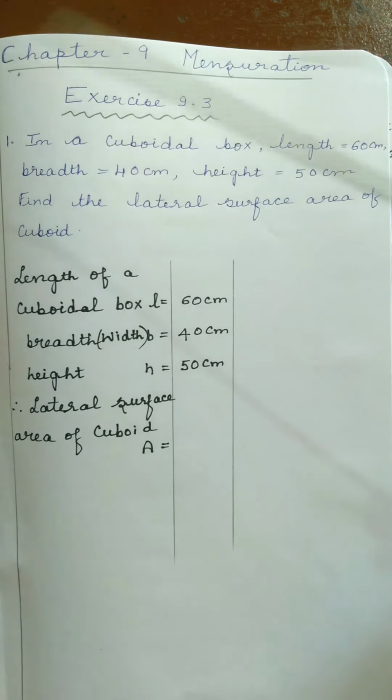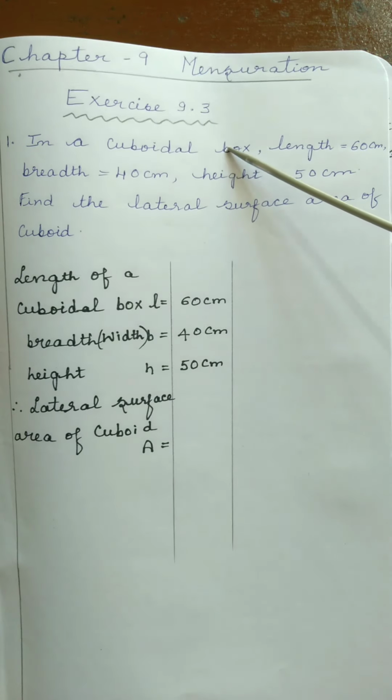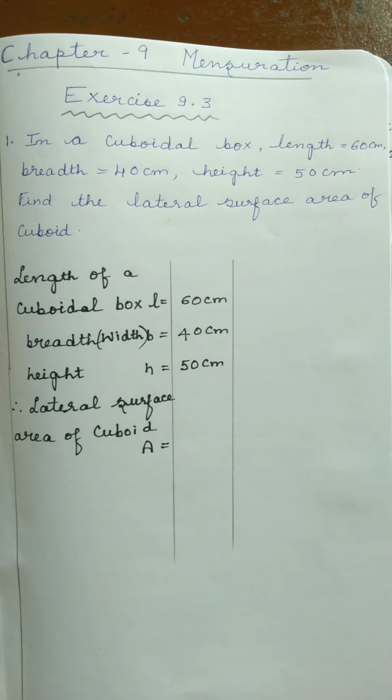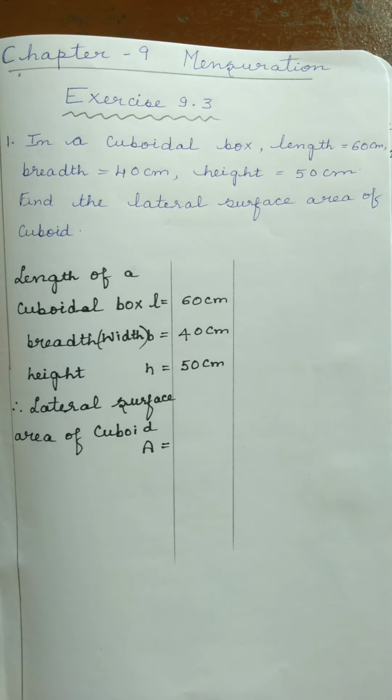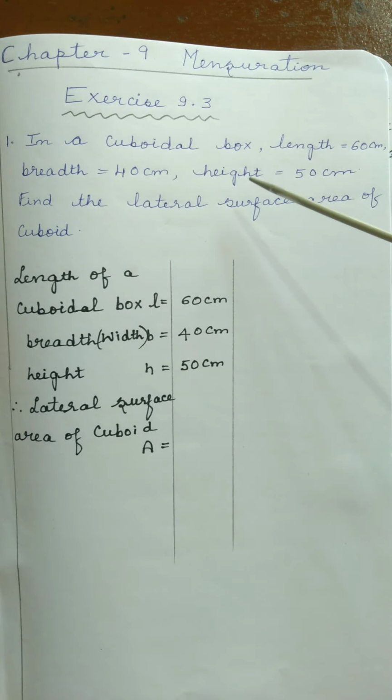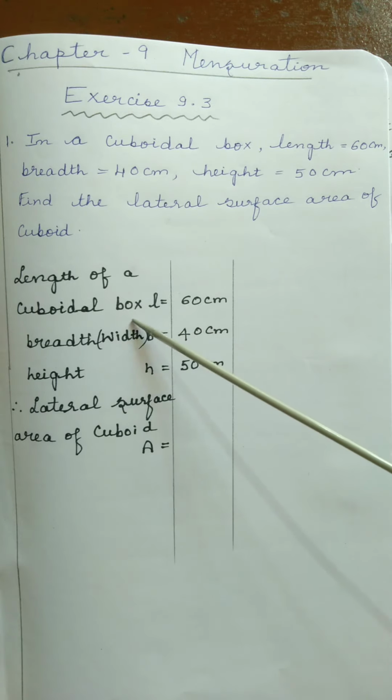Exercise 9.3, first problem. In a cuboidal box, length is equal to 60 cm, breadth or width equal to 40 cm, height is equal to 50 cm. We have to find the lateral surface area of the cuboid. Let us first write what is given in the problem. Length of a cuboidal box L equal to 60 cm. Breadth or width of a cuboidal box is equal to 40 cm. And height of a cuboidal box is equal to 50 cm.